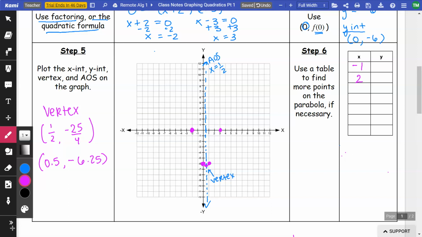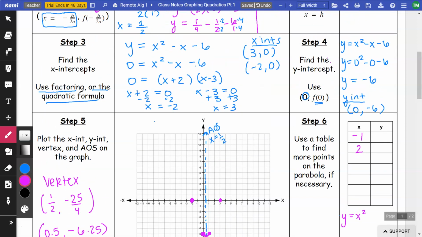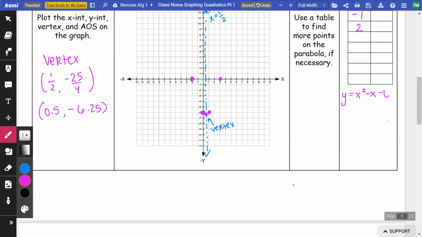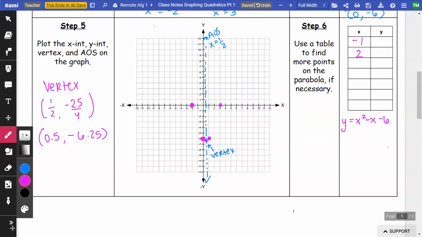Okay, let's go ahead and plug in negative 1. So we're just going to plug this into the original equation. Y equals x squared minus x minus 6. So we're just plugging in -1 for x. So y is equal to -1 squared, which is 1. The negative of -1 is 1. Minus 6. So y is equal to -4. So we're going to plot the point -1, -4.